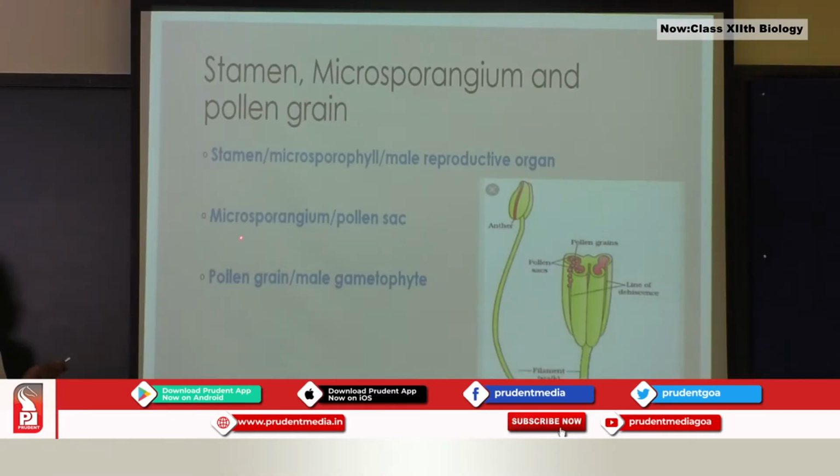Now, inside the bilobed anther, what do you have? To see that, a cross section is shown to you in this figure. In this figure, you can see this is the bilobed anther. This is one lobe.